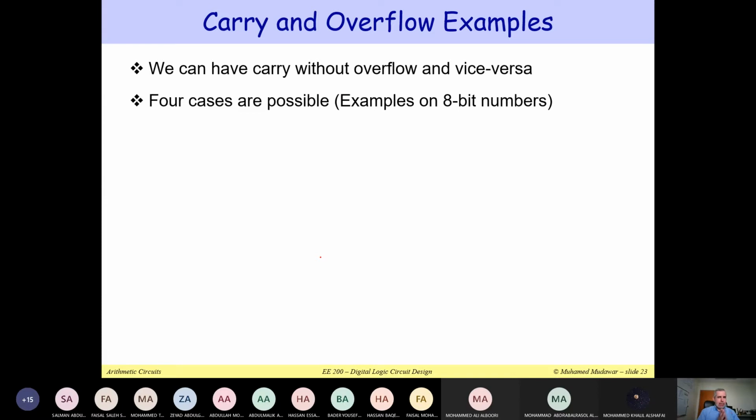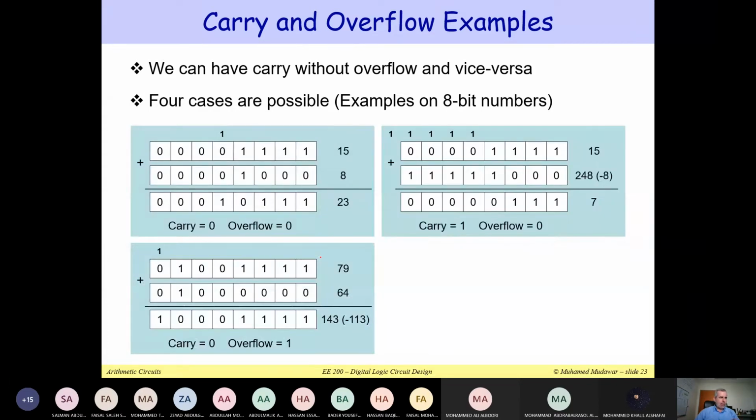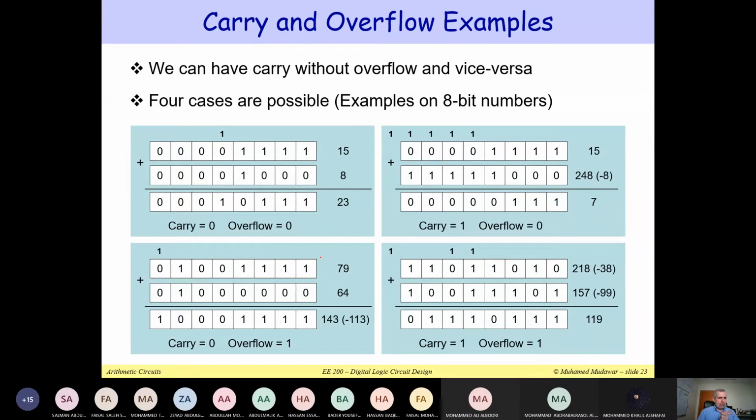Here are some examples of carry and overflow. So there are four cases. Either there is no carry, no overflow, or there is carry but no overflow. You might have overflow without a carry, and you can have overflow and a carry at the same point. So I have these four examples. I already talked about these examples at the beginning of the semester.